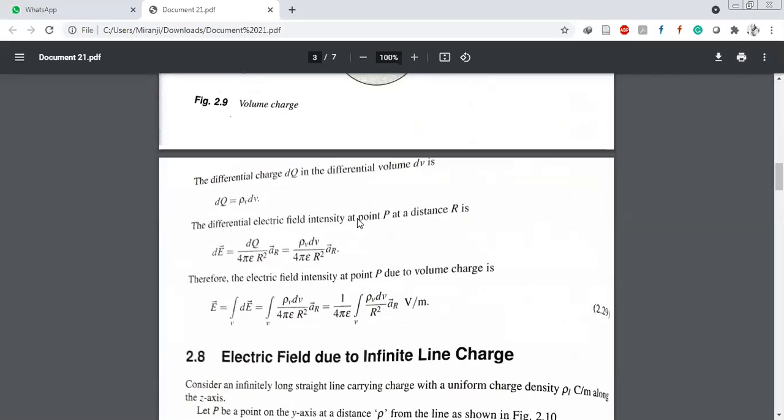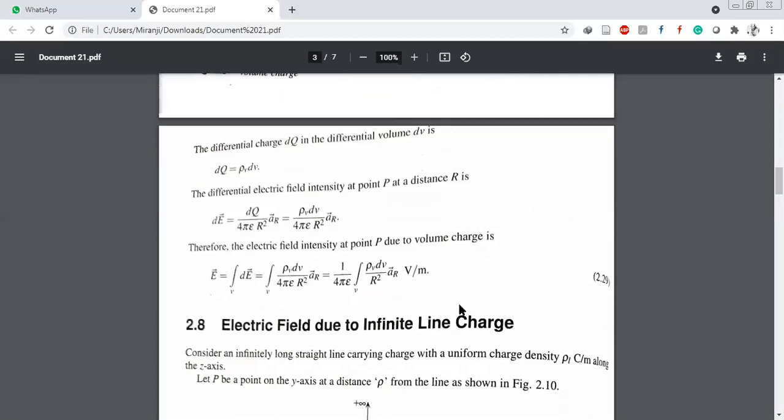Okay, the differential electric field intensity at point P at a distance r is given by dE equal to dq by 4 pi epsilon r square. Okay, so dq equal to rho v dv is replaced here. So rho v dv by 4 pi epsilon r square along r direction. Therefore the electric field intensity at point P due to the volume charge. Okay, integrate on both sides, we get E equal to 1 by 4 pi epsilon integral rho v dv by r square. It's in volt per meter.